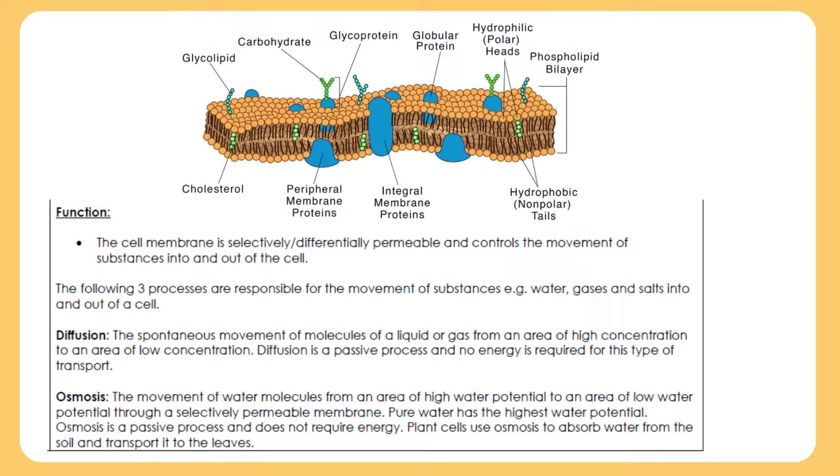Osmosis. The movement of water molecules from an area of high water potential to an area of low water potential through a selectively permeable membrane. Pure water has the highest water potential. Osmosis is a passive process and does not require energy. Plant cells use osmosis to absorb water from the soil and transport it to the leaves.